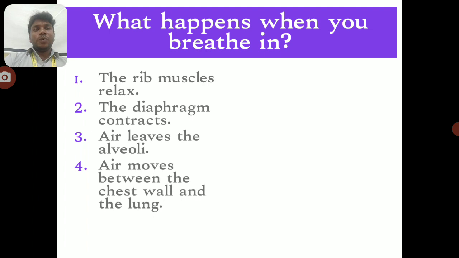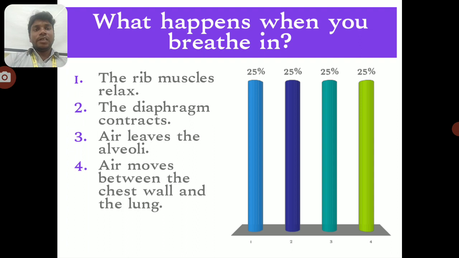What happens when you breathe in? The rib muscles contract and the diaphragm contracts. Air fills the alveoli. Air moves between the chest wall and lungs. When you breathe out, the rib muscles relax and the diaphragm relaxes. Air leaves the alveoli.